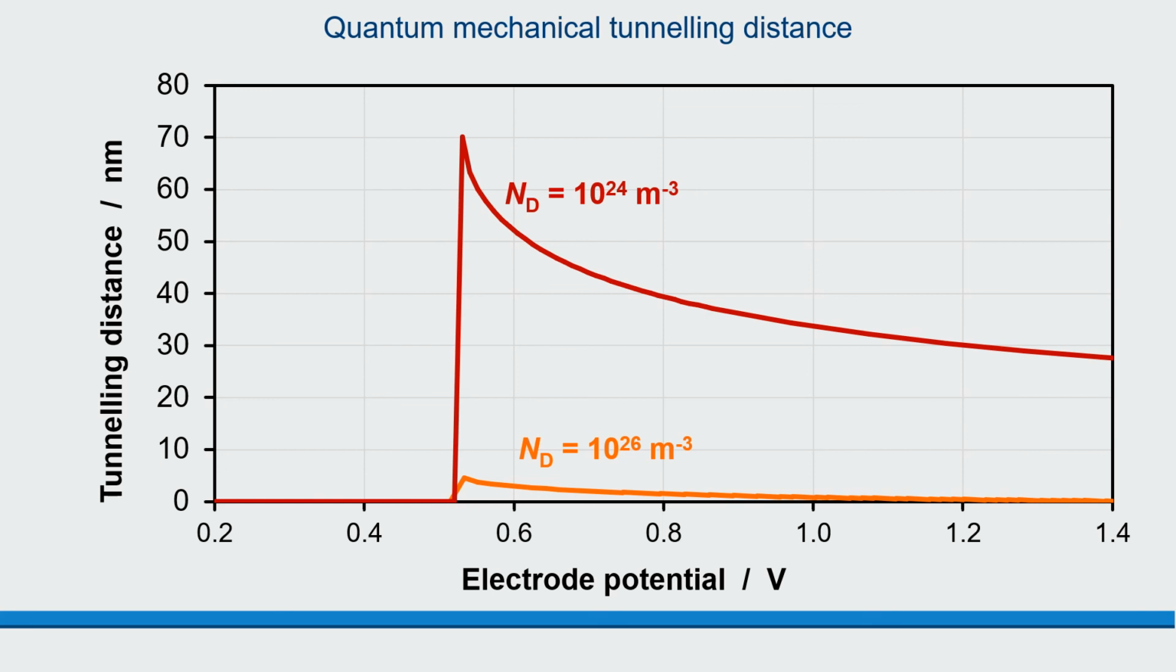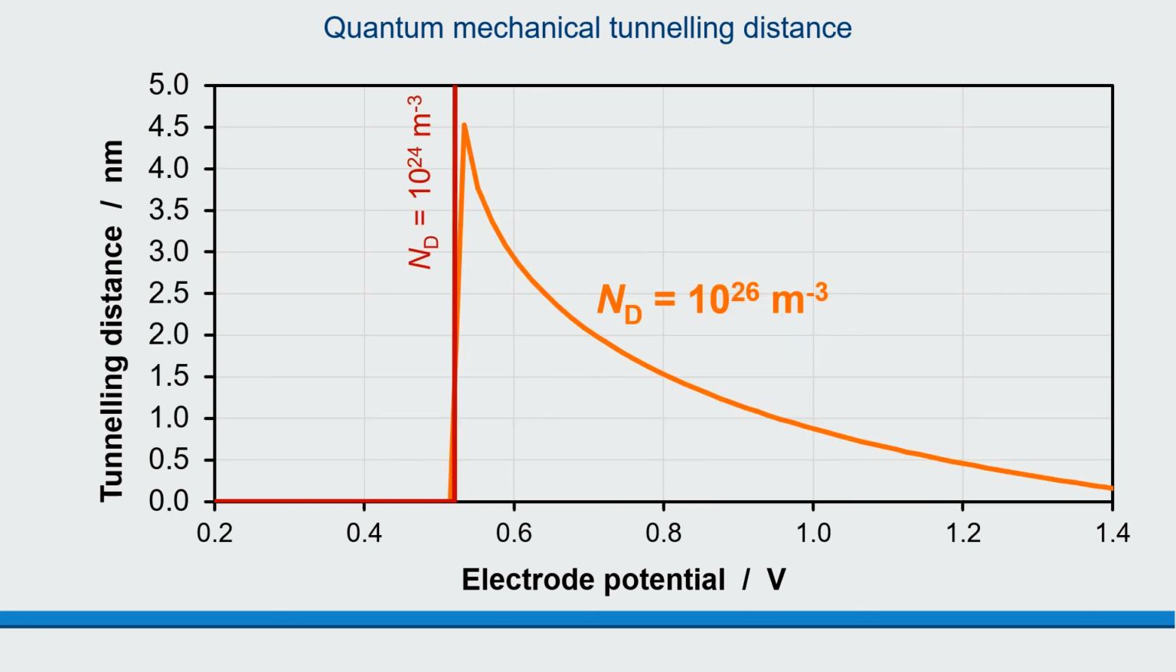And subsequently, as the electrode potential is increased, the tunneling distance decreases, and in terms of magnitudes we can see that the tunneling distance is considerably smaller for highly doped electrodes. And this is just to zoom in on the highly doped case to show that the tunneling distance is well below 5 nanometers, so very small.